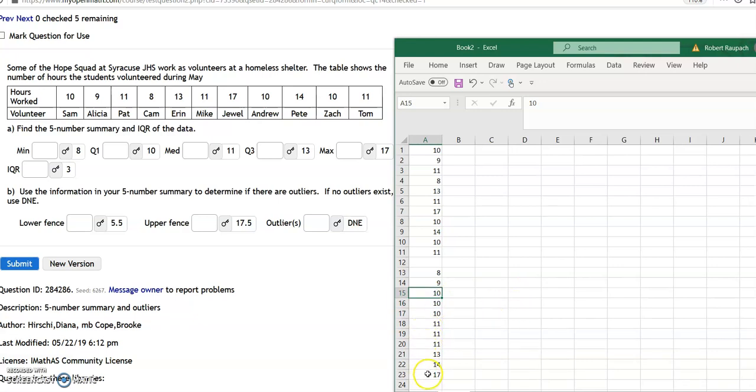Do the same thing for the 5 numbers that are above the median: 1, 2, 3, 4, 5, okay? So there's 5 numbers above the median.